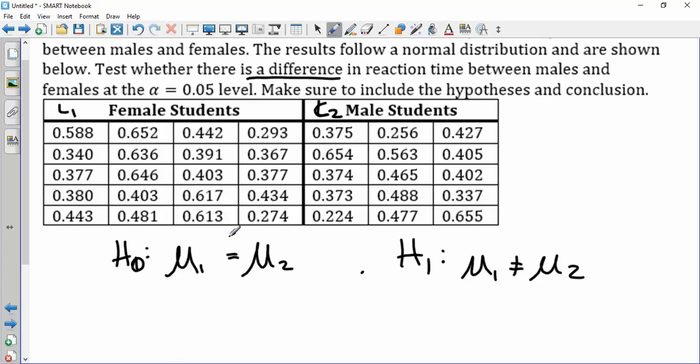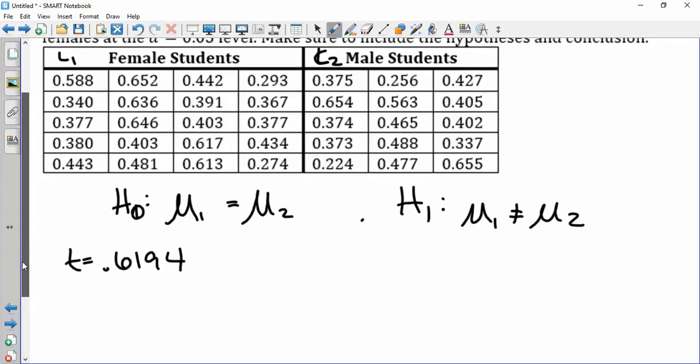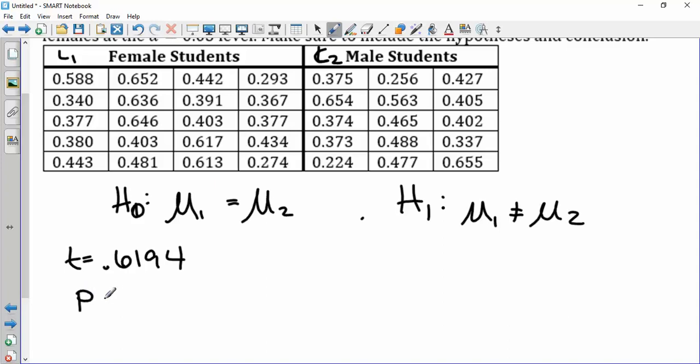What test do we do this time? 2 sample T test. So that is number 4. We're going to base it off data. List 1 is L1, list 2 is L2. Frequencies are all 1. Null hypothesis not equal to. So T is 0.6194. P is 0.5403.